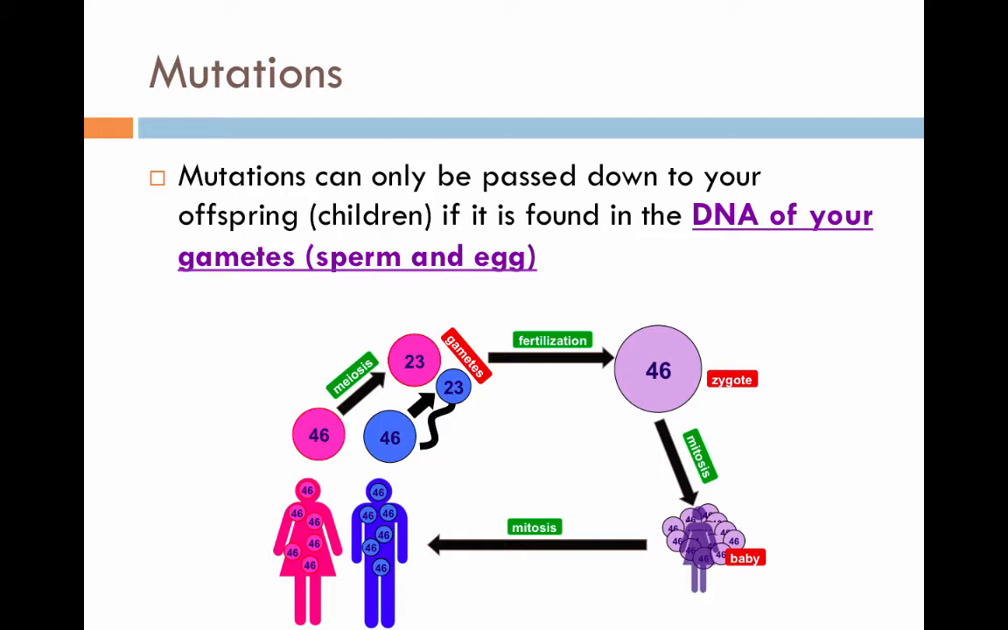Finally, mutations can only be passed down to your children if they're found in the DNA of your gametes, so sperm or egg cells. If you develop a mutation in your arm, that will not be passed down to your kids. Do you make babies from your arms? I hope not. The mutation has to be in your sperm cells or in your egg cells to be given to your children. Because remember, sperm and egg come together through fertilization to make a zygote, which eventually will become a baby. The mutation must be in the zygote to be in the baby.